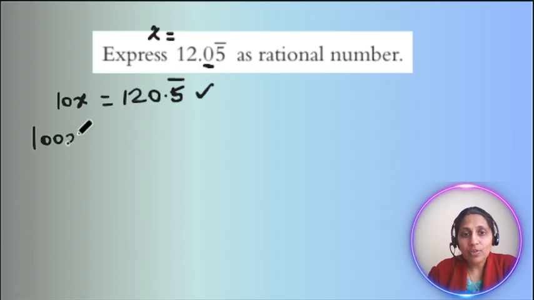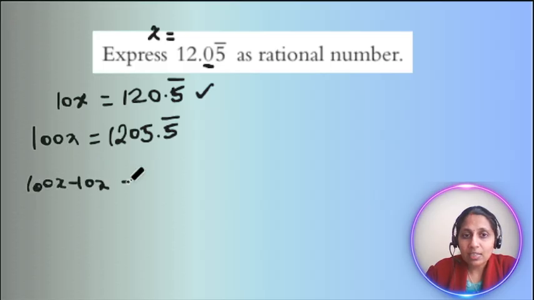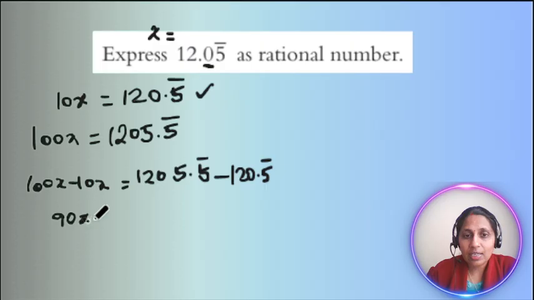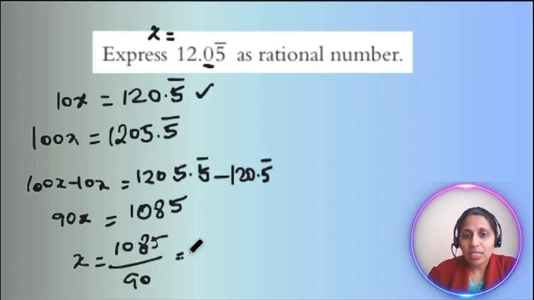The next is to go for 100x. This would give you 1205.5 bar. Now only the recurring decimals are there after the decimal point, so it's easy for us to subtract. So 100x minus 10x equals 1205.5 bar minus 120.5 bar. This will give you 90x equals 1085. So x will be equal to 1085 by 90. Bring it to the simplest form: 217 divided by 18 is your P by Q form.